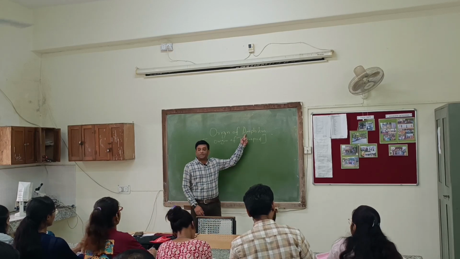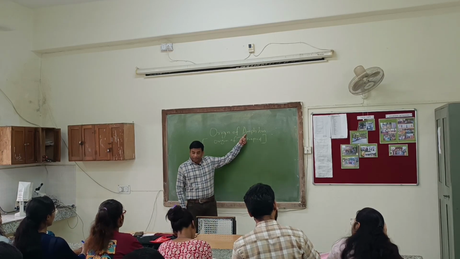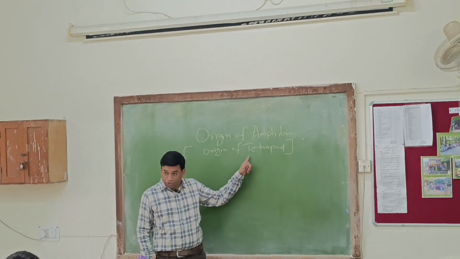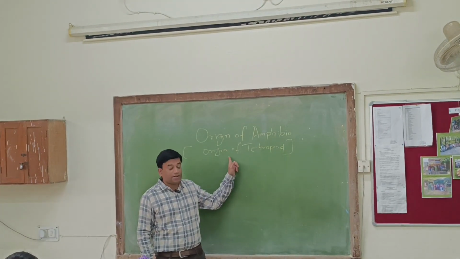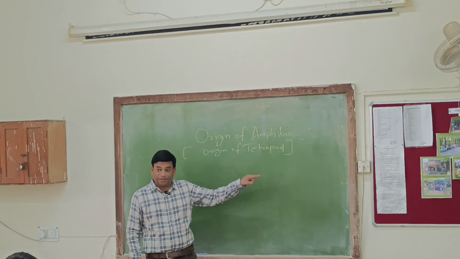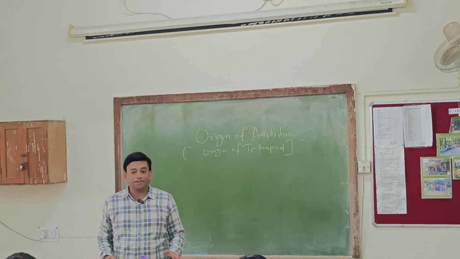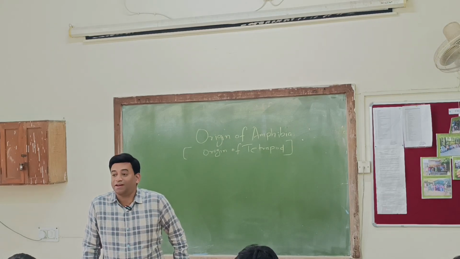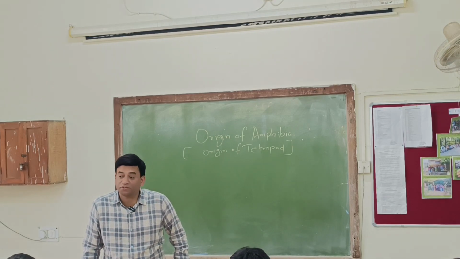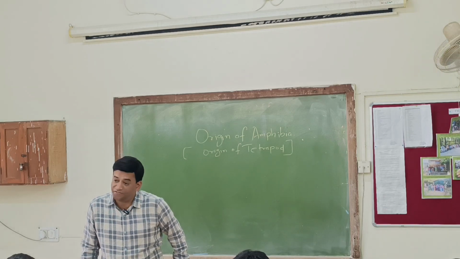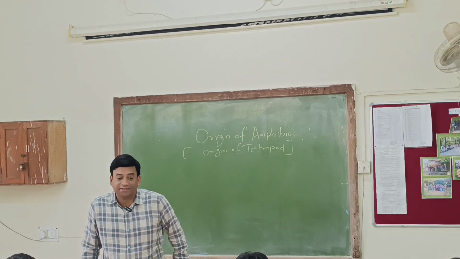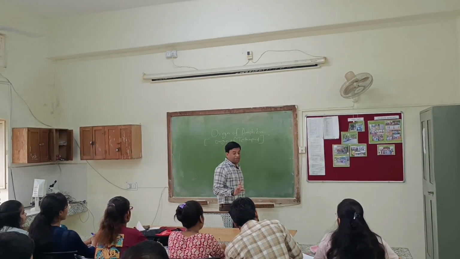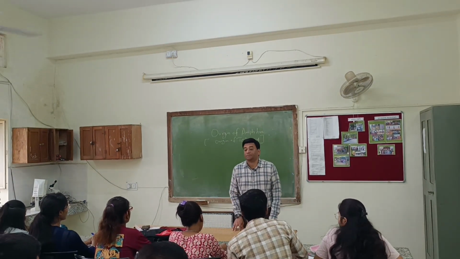So if a question comes, explain and write in detail about the origin of amphibia, or if the question is worded as write down and explain in detail about the origin of tetrapod, your answer will remain the same. Because the amphibians were the first tetrapods, and the first tetrapods who came onto the land were nothing but the amphibians. Got my point? So let's start the origin of the amphibia, but before that, pay attention and listen carefully. This is very, very important.